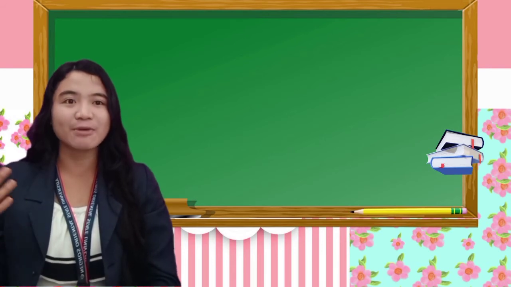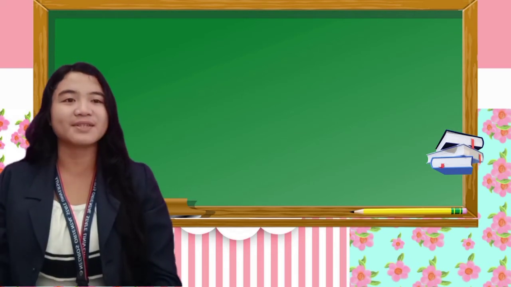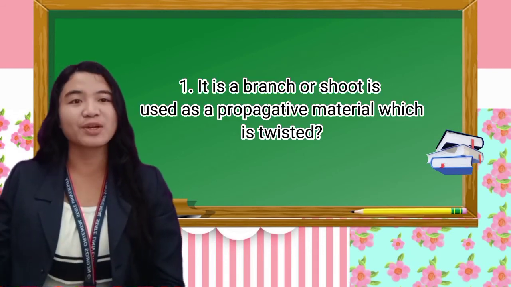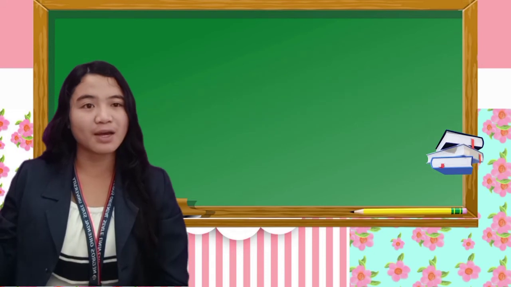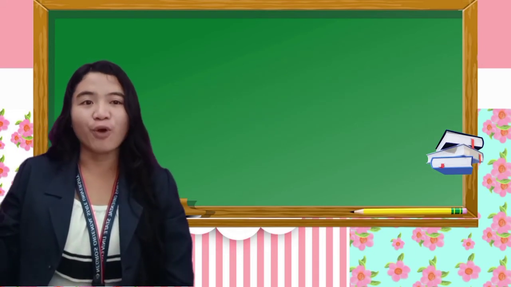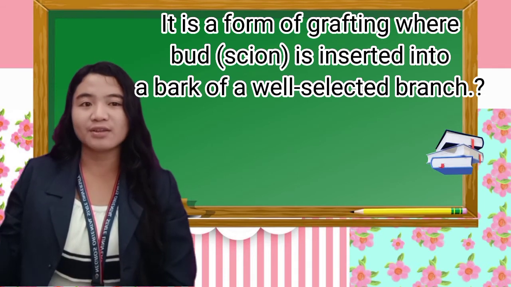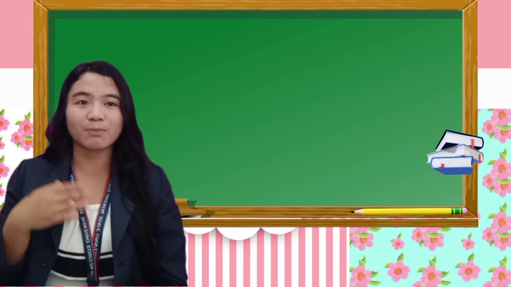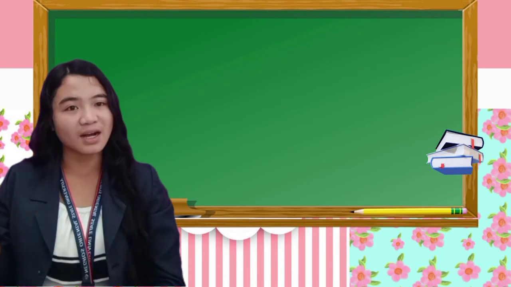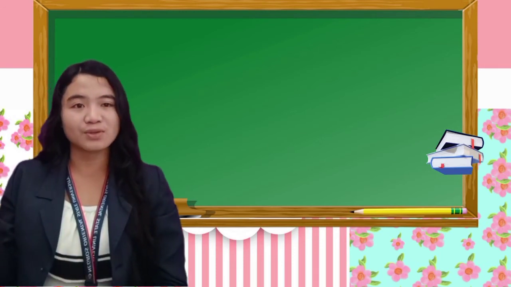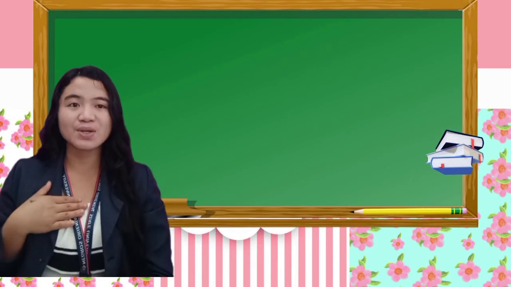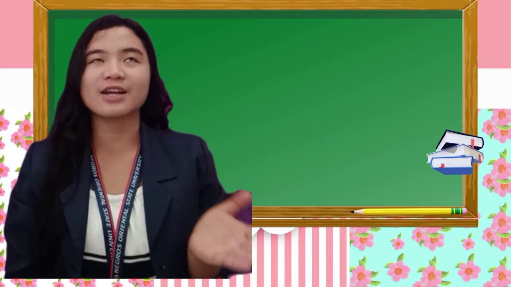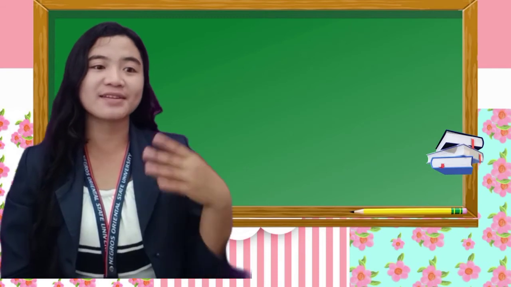After, I will ask them questions regarding the topic I discussed, and my students will answer. It is a branch or shoot used as propagative material which is twisted. That will be my question. It is a form of grafting where a bud is inserted into the bark of a well-selected branch. It is like cutting except that the branch is not cut off; it allows the roots to come out while still connected to the mother plant. Then I will ask also: it is a mixed use of seeds and follows the process of pollination. After that, I am done asking questions.